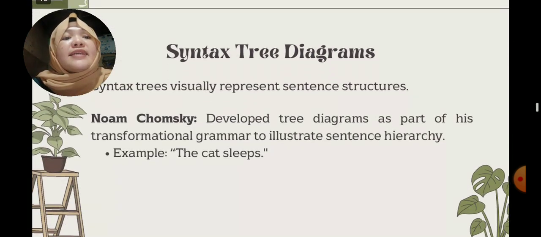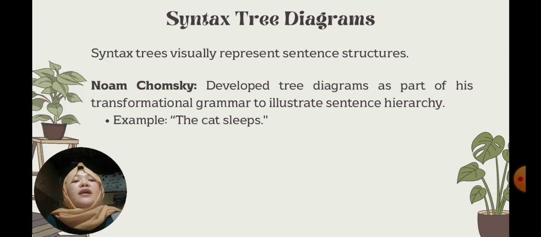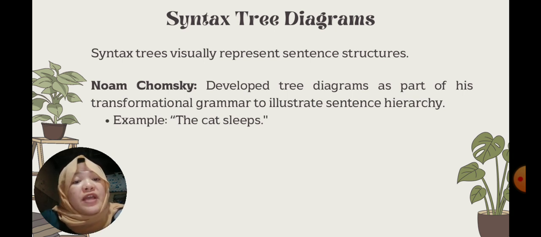And next, let us proceed with a syntax tree diagram. Syntax trees visually represent sentence structure. So we have the structures of a sentence. In our sentence, we have structures that we follow. And Noam Chomsky is the one who developed these tree diagrams as a part of his transformational grammar to illustrate sentence hierarchy. So we have an example here: the cat sleeps.